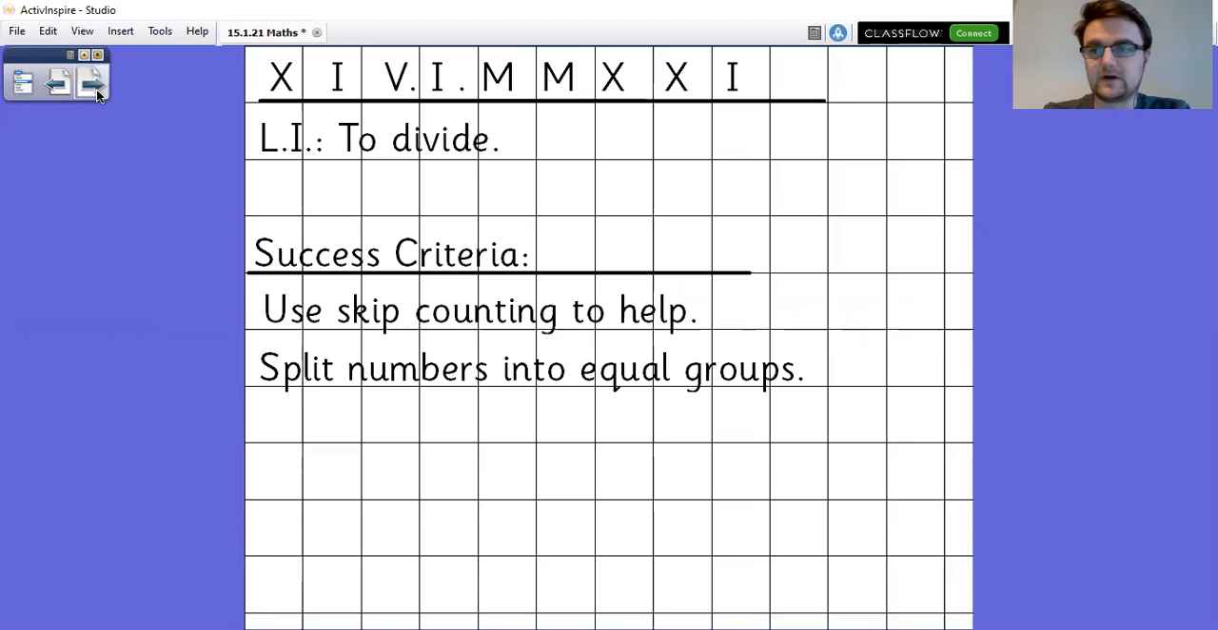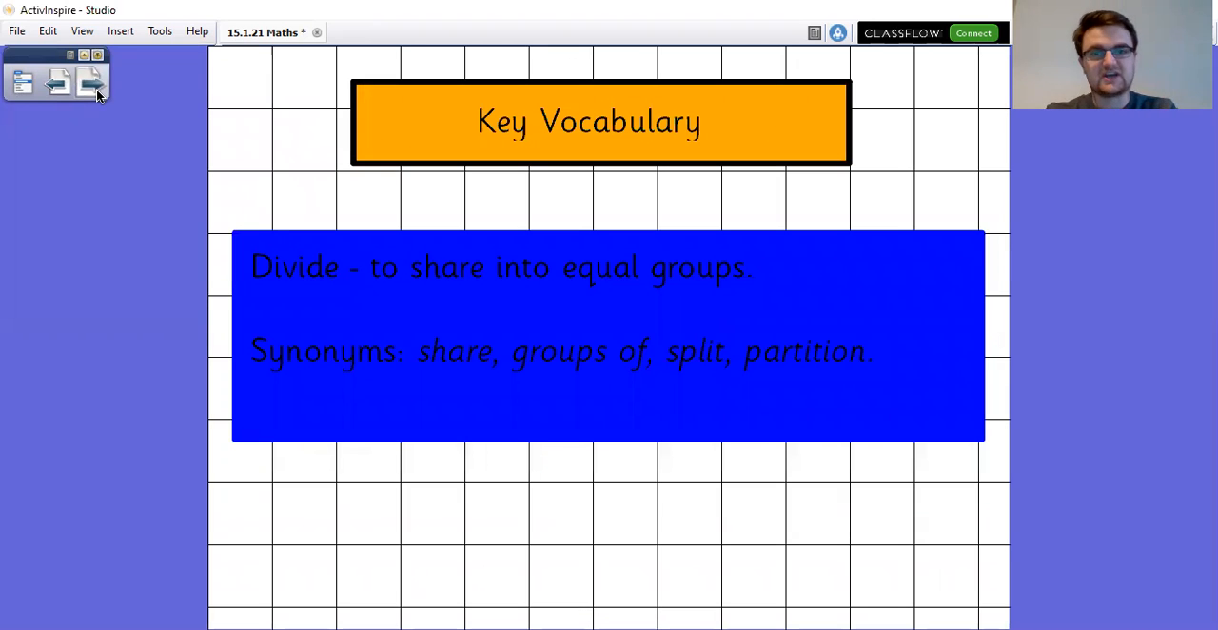So we're going to look at dividing today. Dividing means to share into equal groups. And instead of dividing, we could say share, groups of, split, or partition. Equally is a really important word when dividing. It needs to be an equal sharing.